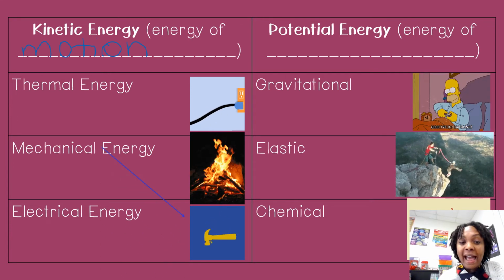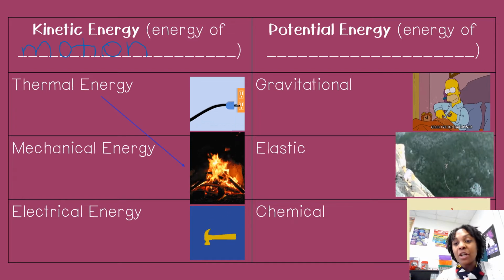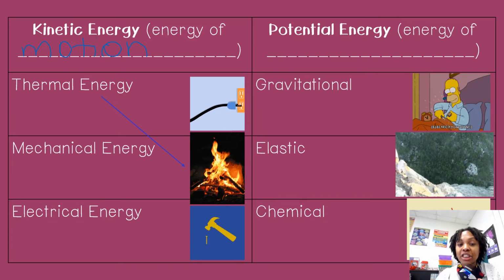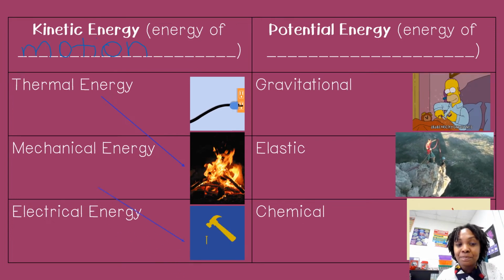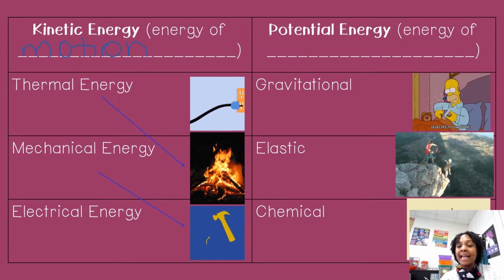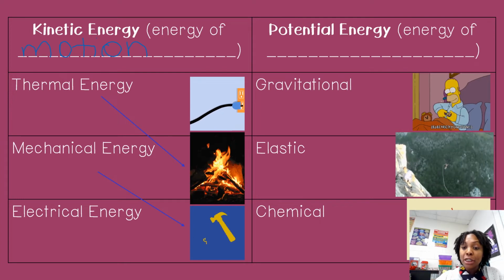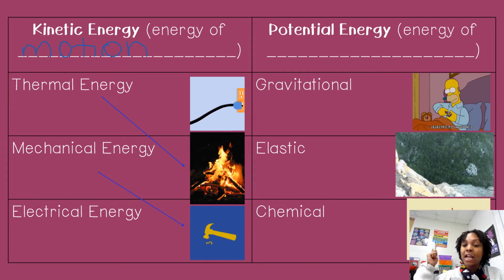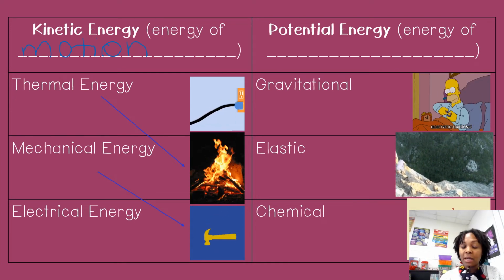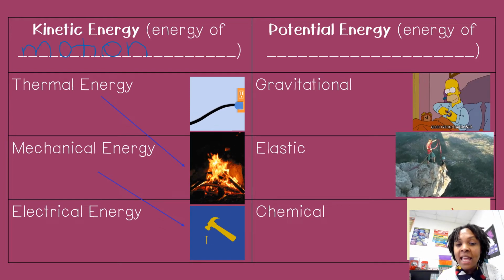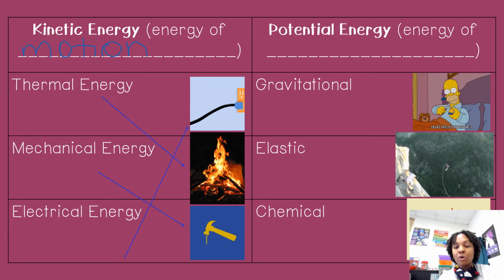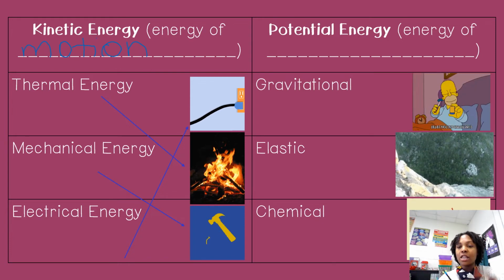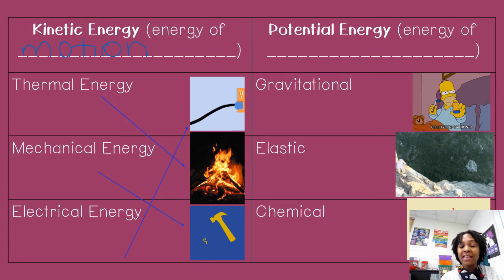So we have thermal energy. So we know thermal energy is heat energy, and we see that thermal energy in a fire. Mechanical energy, that energy of motion. So that hammer, you have to move the hammer back and forth in order for it to push through that nail. And then electrical energy, plugging in that cord into the electrical socket, getting those electrical particles moving, that is electrical energy.